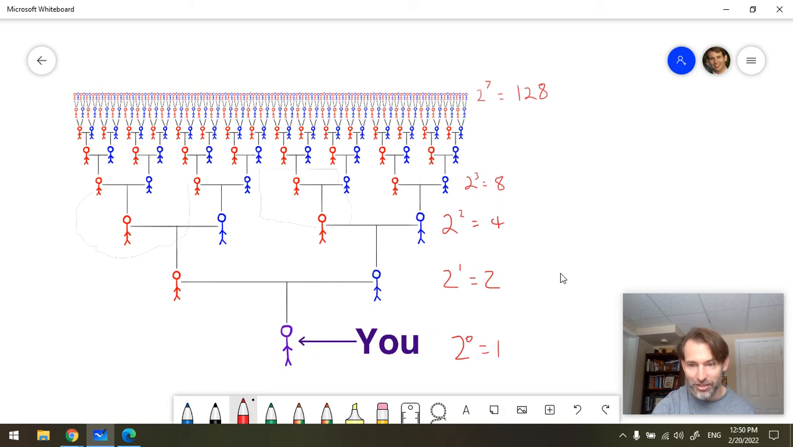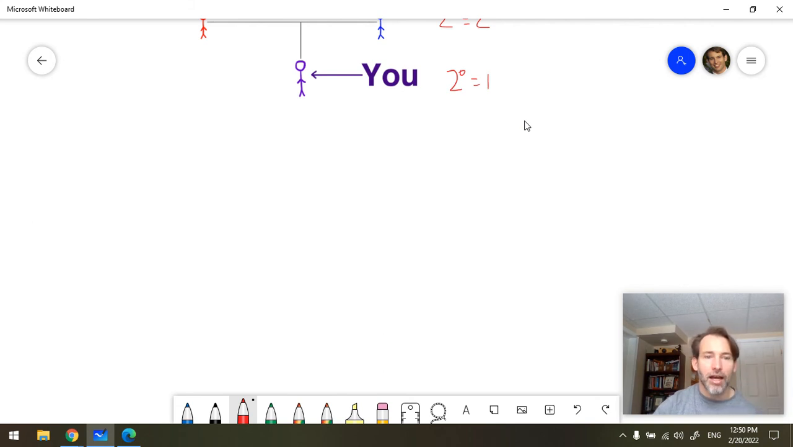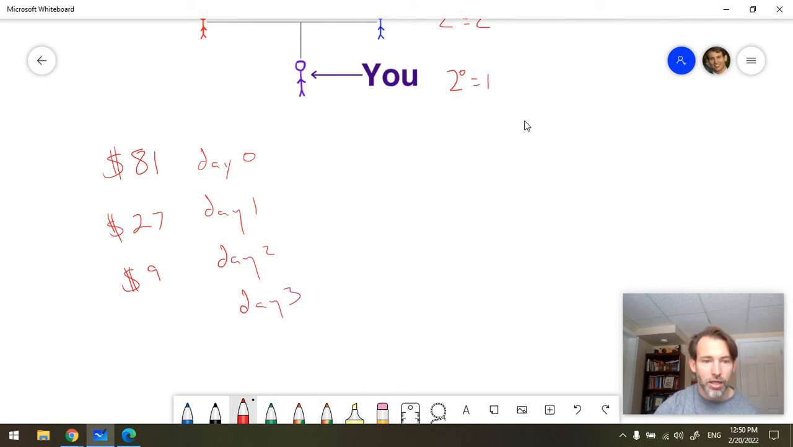Another thing you'll want to know, actually just if you're with me this far, you want to know this for the test. You'll also want to know what happens if something is getting smaller, decreasing relationships. Let's say I have $81, and every day the amount of money I have goes down to a third of what I had before. This is $81 on day zero. After one day, day one, my money is $27. On day two, I have $9. On day three, I have $3, okay? On day four, I have $1, all right?